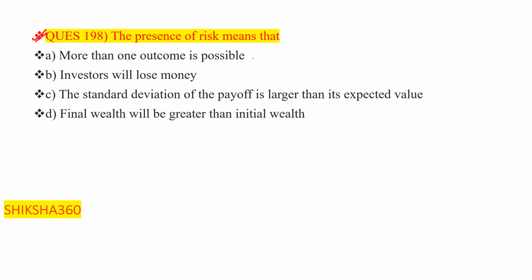The presence of risk means that we expect one thing, but we may get different results. We may get this result also. What we expect, we will not necessarily get. So more than one outcome is possible. So this is our answer here.